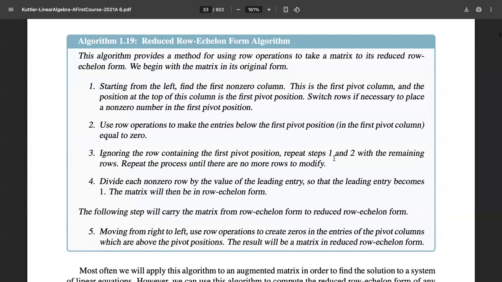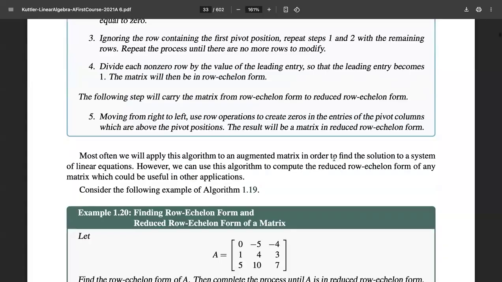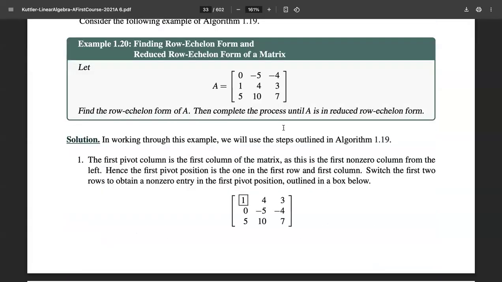Find the row echelon form of A. And then we want to complete the process until it's in the RREF form. So we are going to do the steps outlined in algorithm 1.19, which was just above. The first pivot column is the first column of the matrix, right? Because the first column itself is non-zero, from the left. We do not have a matrix which is 0, 0, 0, and then something else. So the first column is a non-zero column.